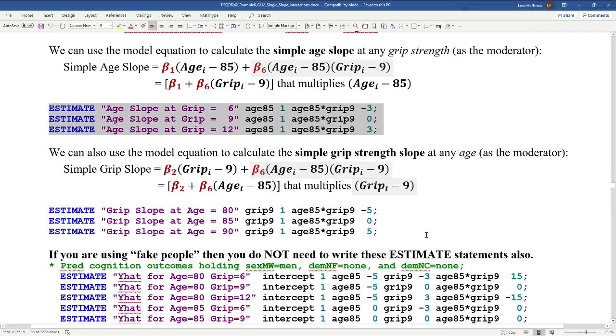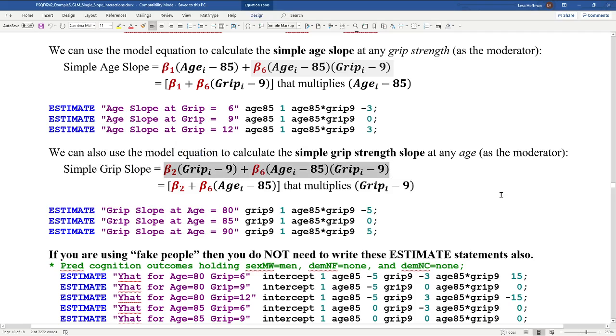If I wanted to spin it the other way, the effect of grip strength is the predictor that I care about and age is the moderator, I go up to the equation, I find all the terms that have grip, I factor grip out, and then here is what provides the grip strength slope for different ages as the moderator.